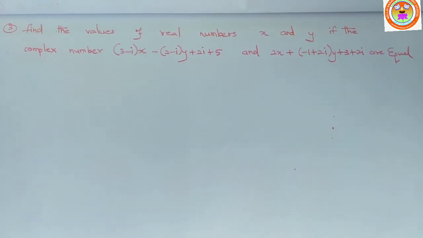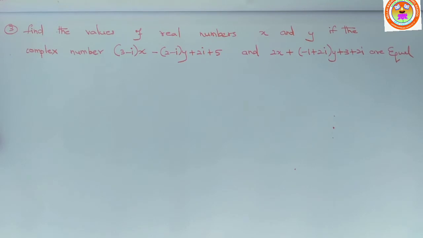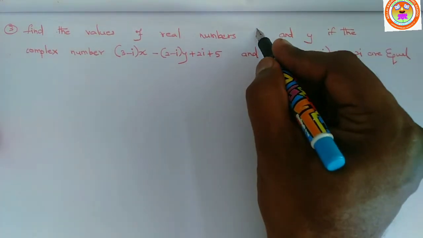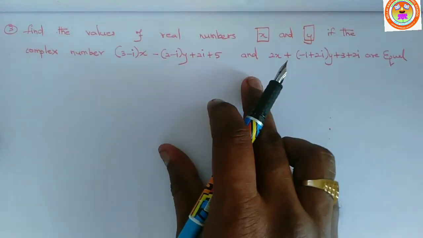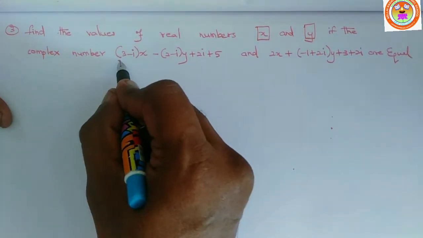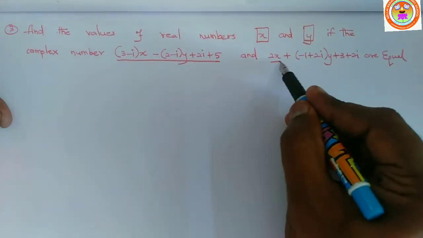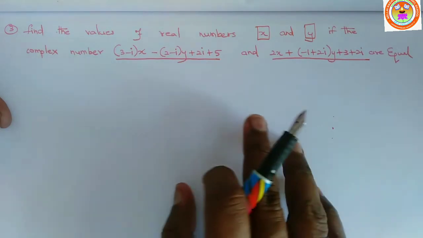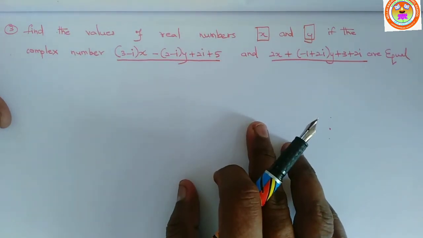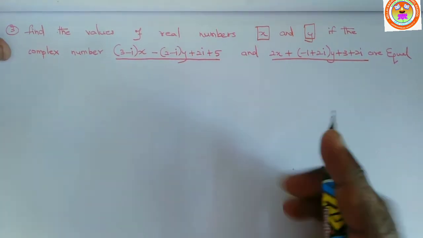Third sum, one of the important sums from the exam point of view. Find the values of the real numbers x and y. I need to find the values of x and y. These x and y are real numbers only. If the first complex number and the second complex number are equal, they are told these two complex numbers are equal. I need to find the values of x and y.